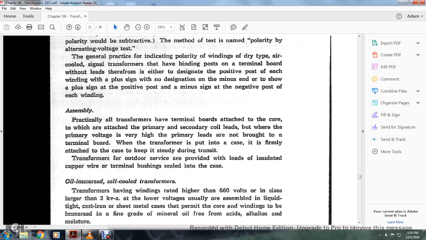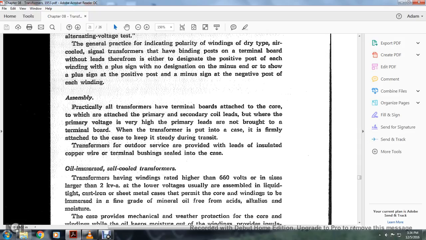Assembly. Practically all transformers have terminal boards attached to the core, which is attached with the primary and secondary coil leads. Where the primary voltage is very high, the primary leads are not brought into the terminal board. The transformer is put into the case and firmly attached to the case to keep it steady. The transformer outdoor surface is provided with the leads and insulated copper wire terminal bushings sealed in the case.